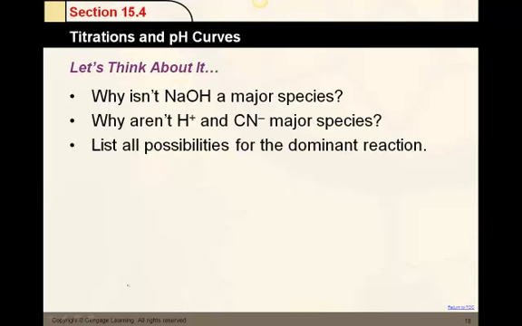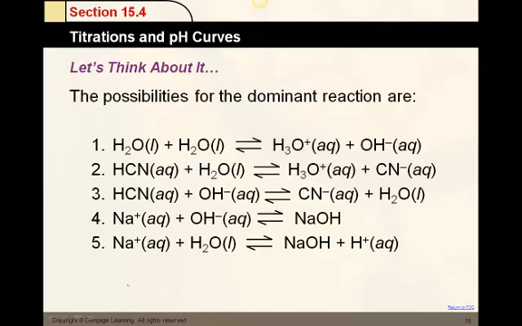So we're going to list all possibilities for the dominant reaction. Now, in reality, we don't really need to do this, but I'm going along with the book, and this is what they show you you're going to do. Here they are. There are 5 of them in this case. We have the self-ionization of water as the first one, HCN in water, HCN in OH, NaOH, which is a strong reaction and probably should only have a single arrow, and Na and water to produce sodium hydroxide and hydrogen ions. The one that we're really going to use is actually number 3.